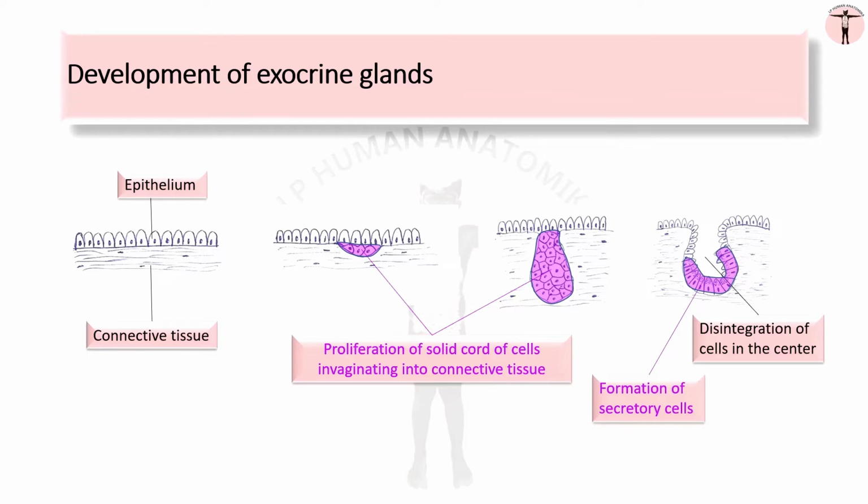The cells at the lower part of the cord differentiate into secretory cells, and the cells in the upper part, or the conducting part close to the surface, differentiate into duct cells and form the duct, which is continuous with the epithelium. Hence, the exocrine gland discharges its secretion through a duct.